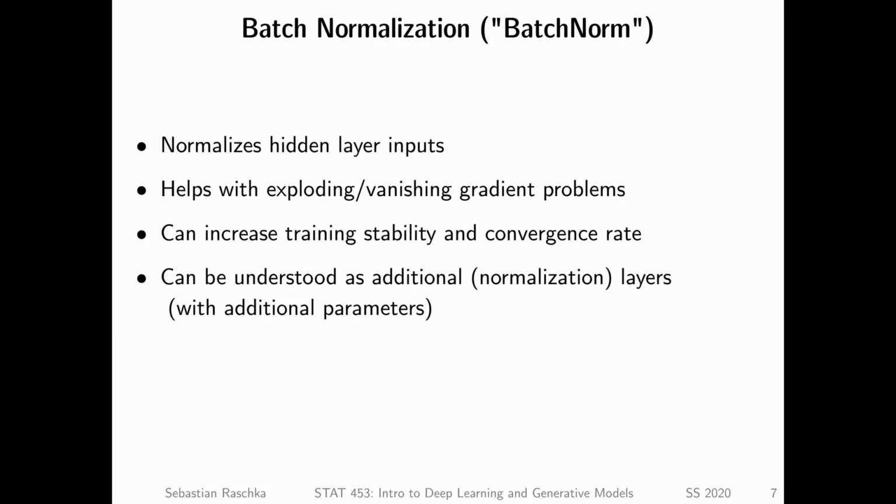So yeah, batch normalization, the brief outline is it's a method that normalizes hidden layer inputs. It applies to every hidden layer where we add batch normalization. We don't have to add batch normalization to every layer, but we could. It helps primarily with exploding and vanishing gradient problems.